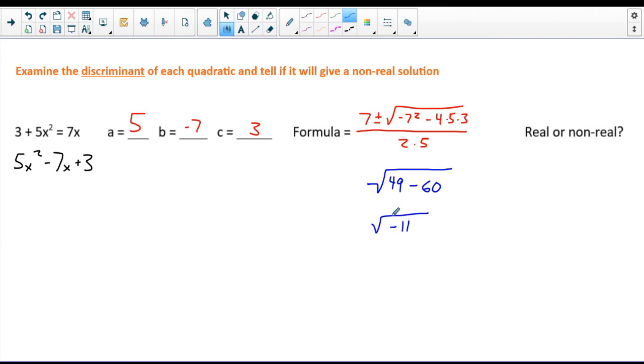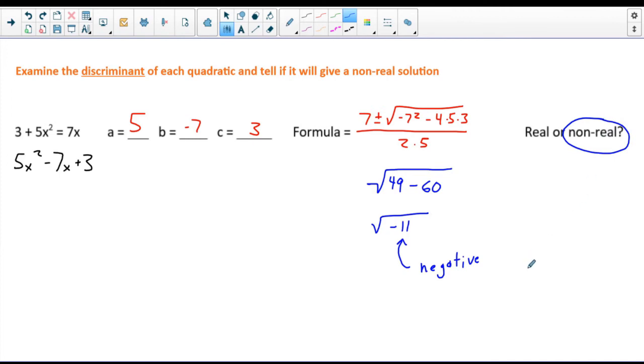Already I can tell I can't square root a negative number. If you don't believe me, go ahead and try it. Take your calculator, type in -11, hit that square root button. It's going to give you an error because we can't square root negative numbers. There's no real number that you can square to get a negative number, because a negative always gives you a positive. That's the problem with this. I have a negative discriminant, and that means I'm going to have a non-real solution or non-real zeros.